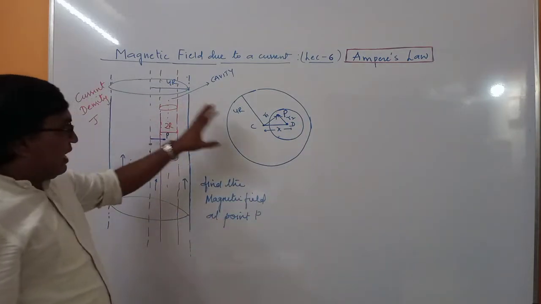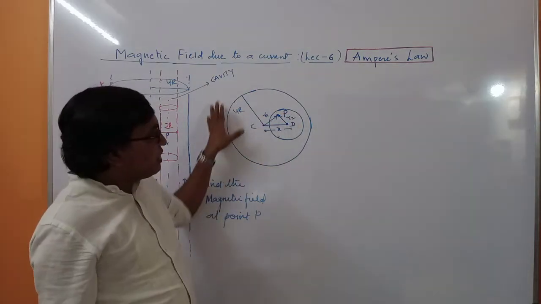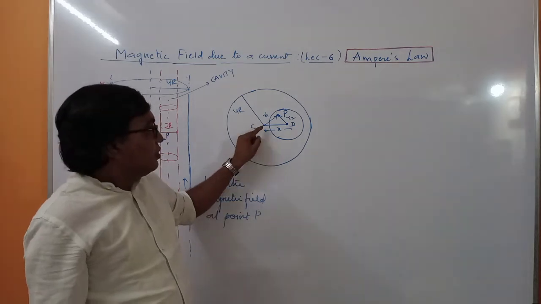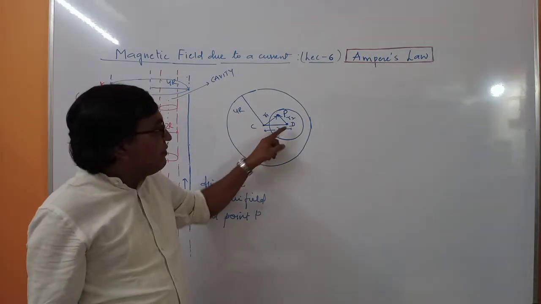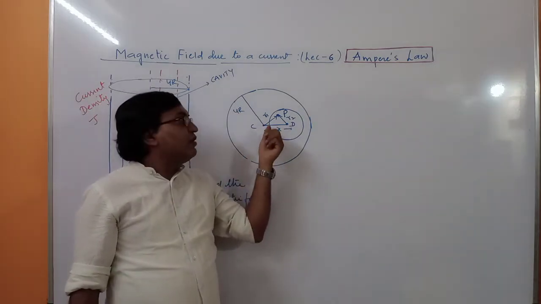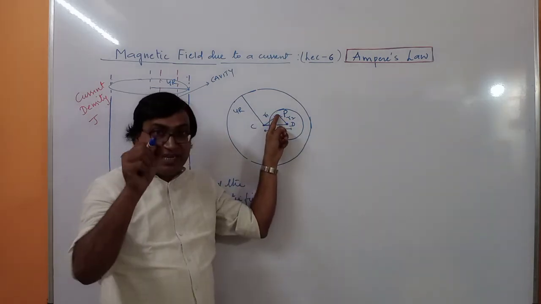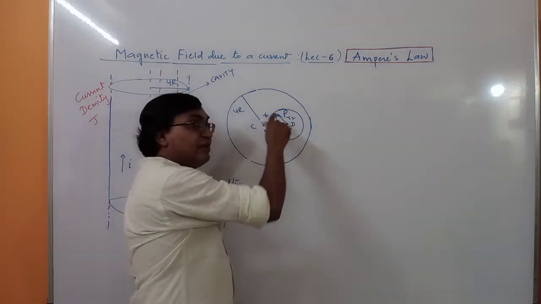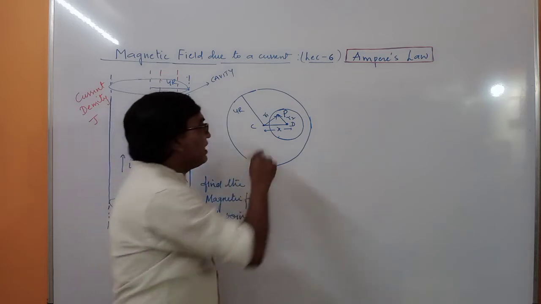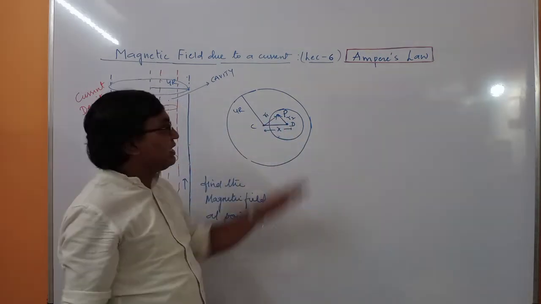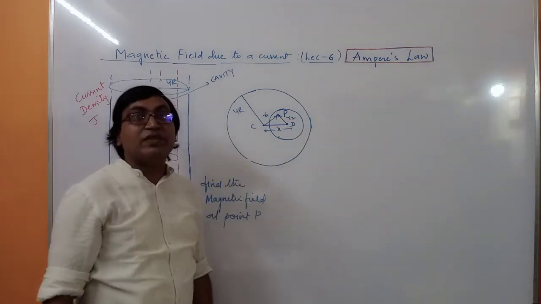Okay, so we have a cavity, and we are finding out the magnetic field inside the cavity due to this current distribution. From the center of the cylindrical wire, the center of the cavity is at a distance of x. We are finding the magnetic field at point P, which is inside the cavity. This point P is at a distance of r1 from the center of the cylindrical wire, and at a distance of r2 from the center of the cavity.